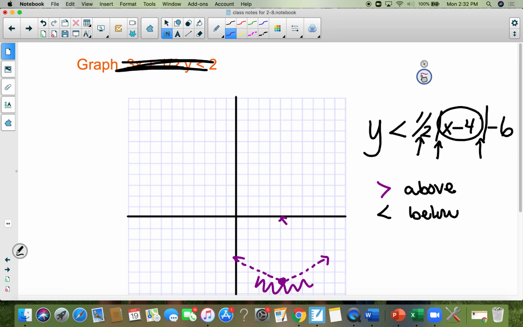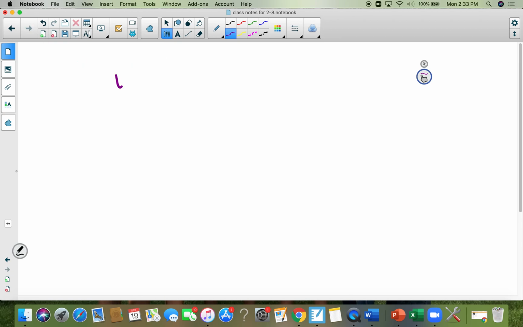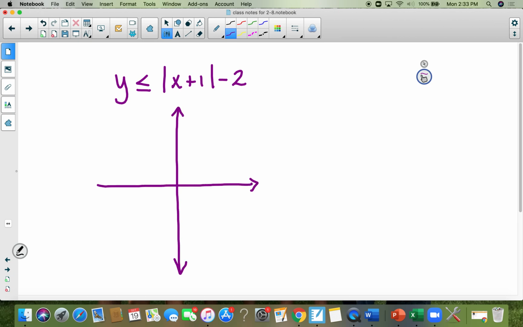Okay, let's do one more to make sure you know what you're doing. Y is less than or equal to the absolute value of x plus 1 minus 2. Last problem for the second part, graphing absolute values. Okay, you know you're making a V because of the absolute value.